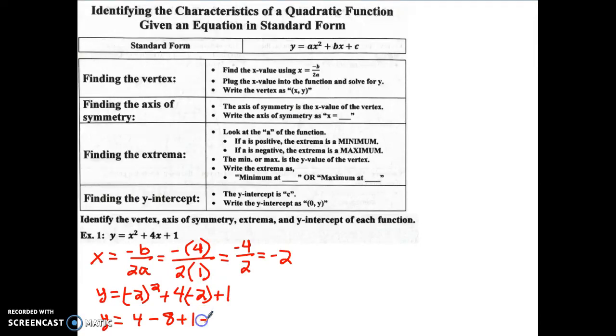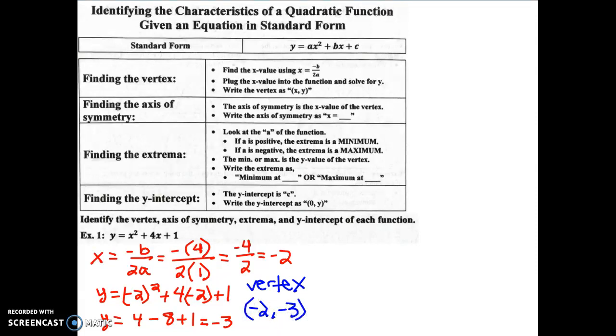Okay, so now we simply have to combine like terms, and when we combine like terms, we are left with negative 3. So we have our x value, we have our y value, so our vertex, let me do that in a different color because it's going to get crazy looking. Our vertex is negative 2, negative 3.